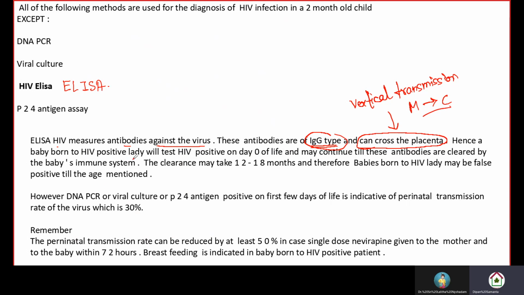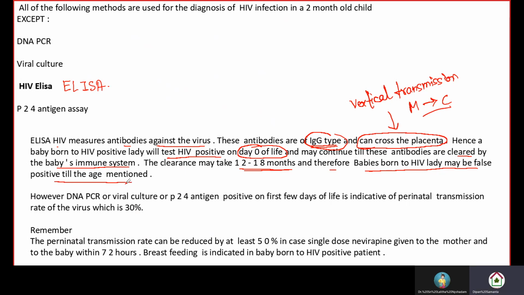Hence, a baby born to an HIV positive mother will test HIV positive on the 0th day of life, and it may continue till these antibodies are cleared by the baby's immune system. The clearance may take 12 to 18 months, and therefore babies born to HIV positive mothers may be false positive till the age mentioned.